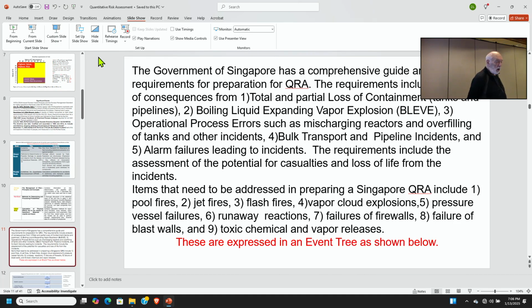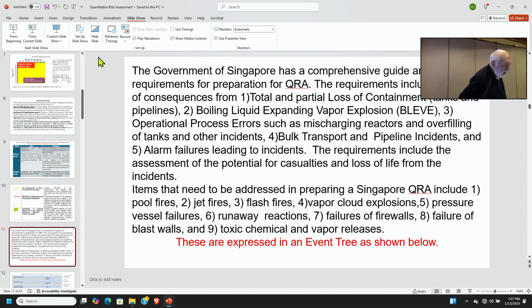The requirements also include potential for casualties and loss of life from these incidents. So it's not only how frequently, it's how bad. How many people are going to die, how many people are going to be injured. And this is a public document.